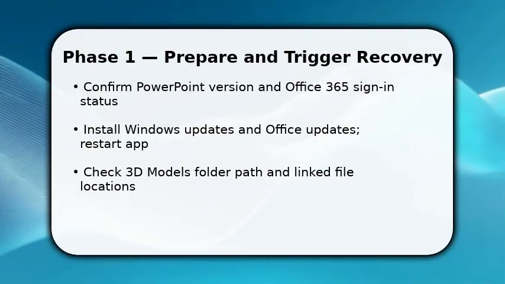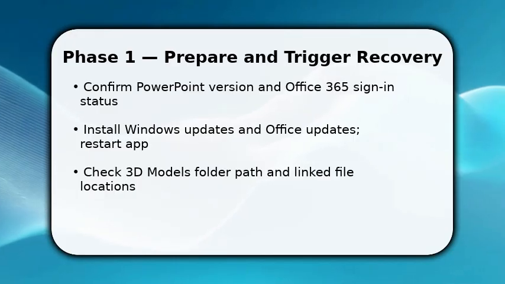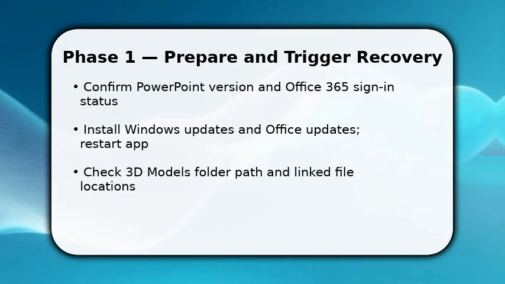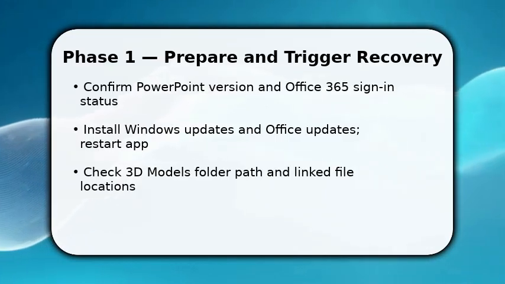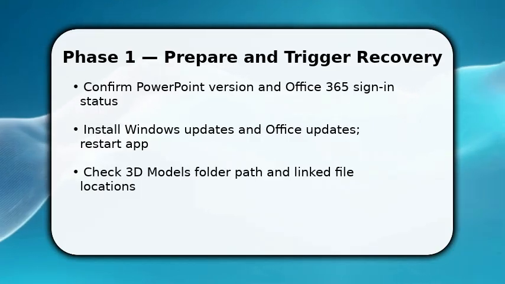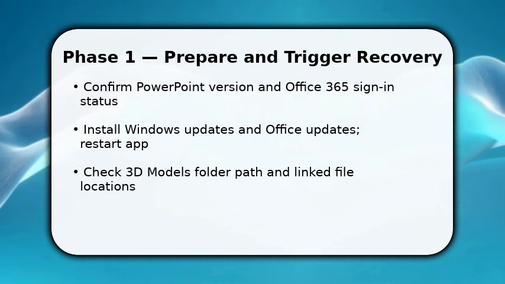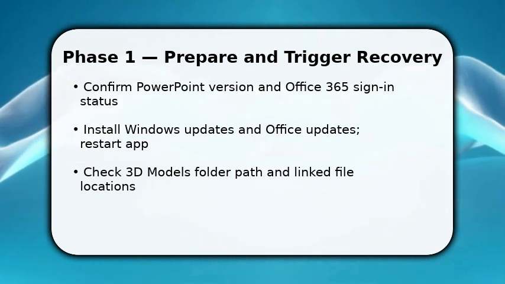You start by confirming your PowerPoint and Office 365 sign-in. Make sure updates are current, because missing 3D assets often follow version mismatch. Once done, restart PowerPoint and check the 3D model's folder path in File Options. This reveals broken links. Then open the slide with the missing model, select the placeholder, and attempt Insert 3D Models to reattach the asset. These steps both surface and sometimes auto-repair link issues, so act now and don't delay.